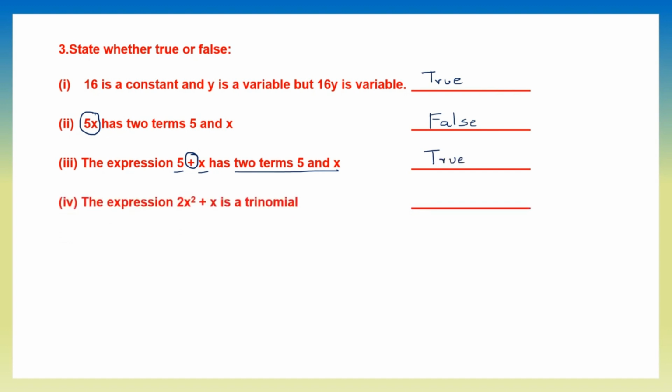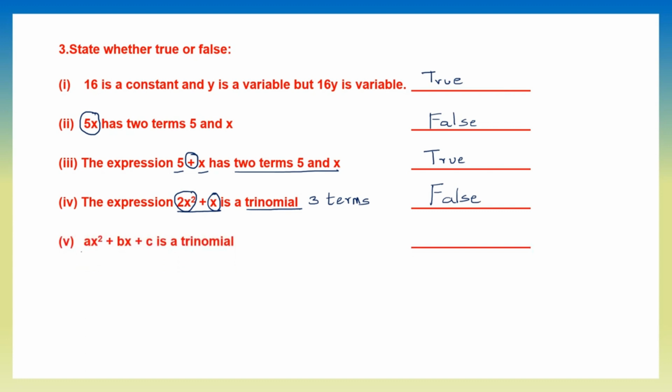The expression 2x square plus x is a trinomial. What's the meaning of a trinomial? It should have three terms. An expression that has three terms is called a trinomial. But this one has only two terms. 2x square is one term and x is another term. They are separated by the plus sign. So there are two terms, and this statement is false.